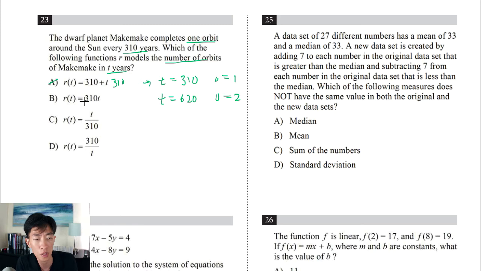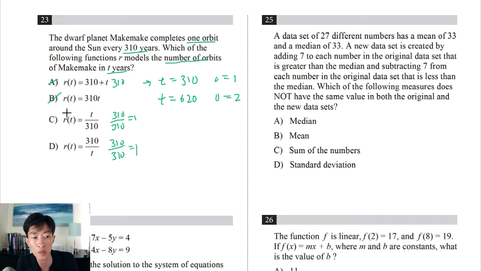Choice B, we're going to multiply 310 times t. Well, 310 times 310 is going to give us a really large number, not 1, so that doesn't make any sense. Choice C, we're going to take 310 and divide it by 310, and that's going to give us 1. So that kind of makes sense because that's the number of orbits that we want. Look at choice D, 310 divided by 310. That also gives us 1.